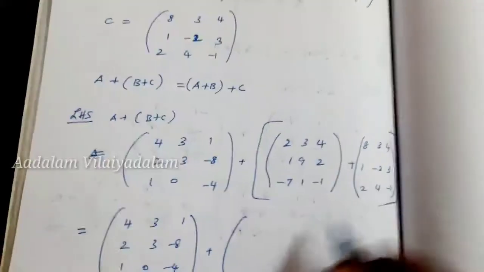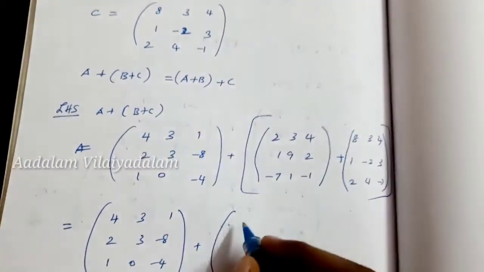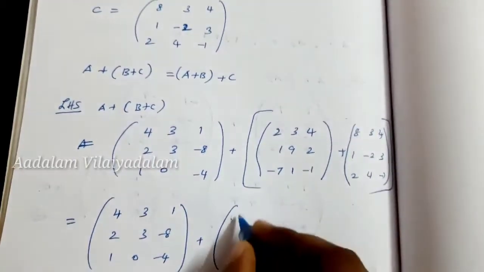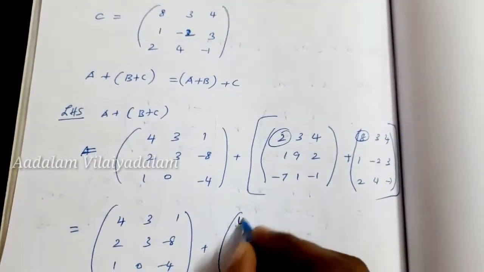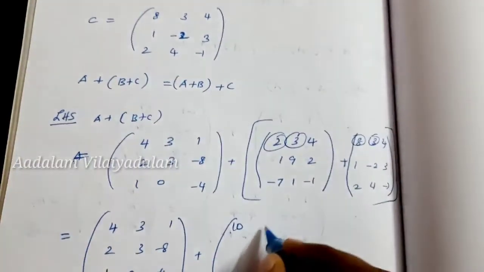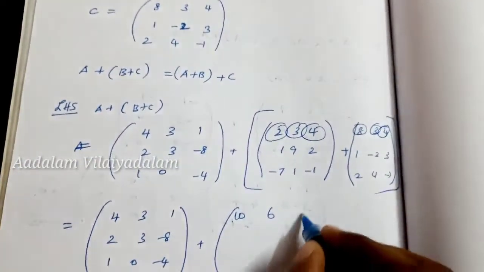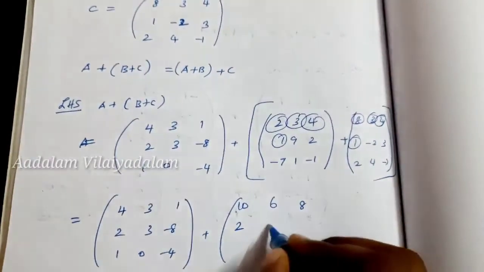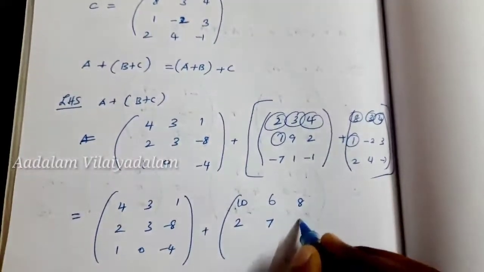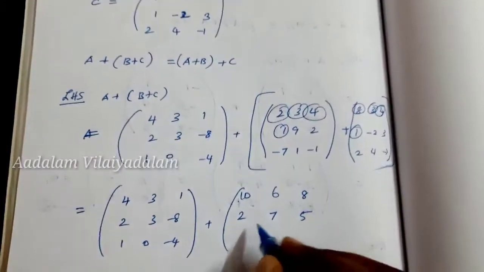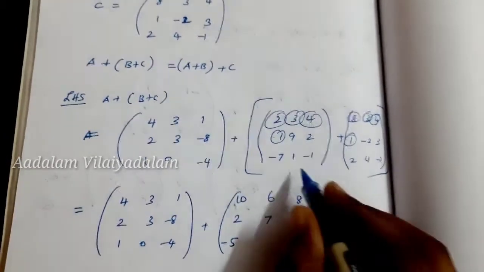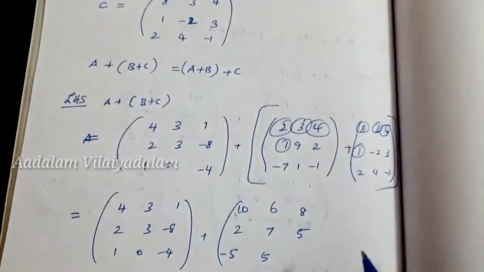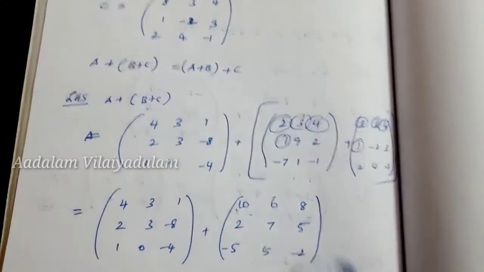Now, addition of these values we could write straight away, adding the corresponding elements. So 2 plus 8 we get 10. Then 3 plus 3 we get 6 and 4 plus 4 we get 8. Then 1 plus 1 we get 2, 9 minus 2 we get 7, 2 plus 3, 5. Minus 7 plus 2 we get minus 5. And 1 plus 4 we get 5. And minus 1 minus 1 we get minus 2.